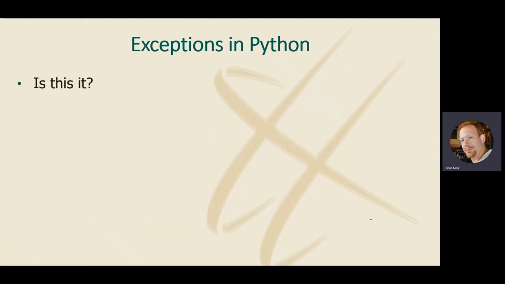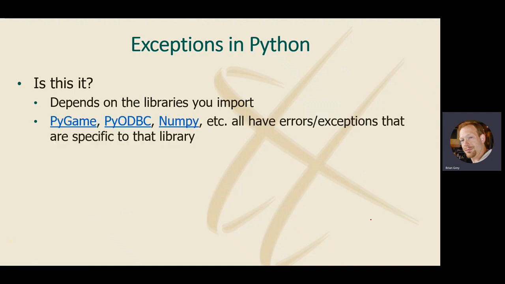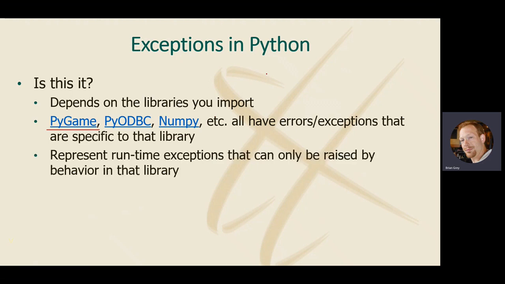So, is that it? No, it depends on the libraries that you use. Those of you who came through CISC 120, CISC 140, know that image display manipulation was using Pygame. So you were getting Pygame exceptions. And if you mouse over this, you can see, hey, there's all the Pygame errors. Here's the PyODBC. That's how Python connects to a database, ODBC. NumPy, right? You can see all of these have their own libraries for the errors and exceptions. And they represent exceptions that only those libraries can raise.